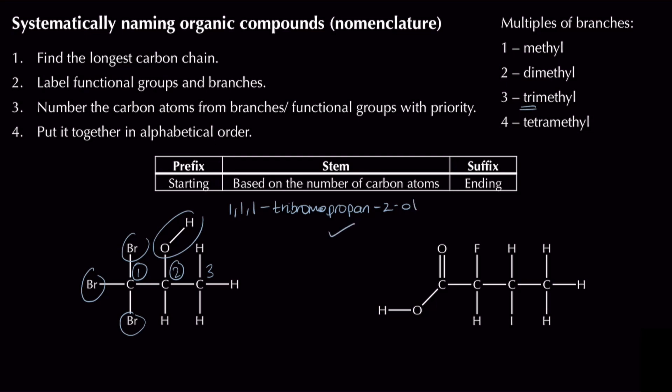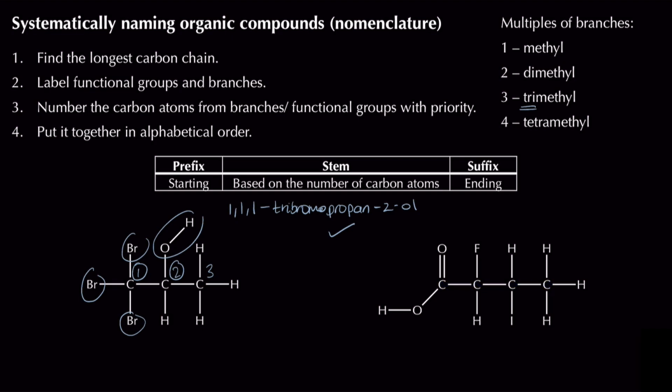Look at the next one. Next one's a bit trickier. You've got here a carboxylic acid and then some halogens as well. Follow the rules as before. We've got the longest carbon chain. It's going to be carbon 1, 2, 3, 4, so 4 carbon atoms. It's going to be but for our stem.